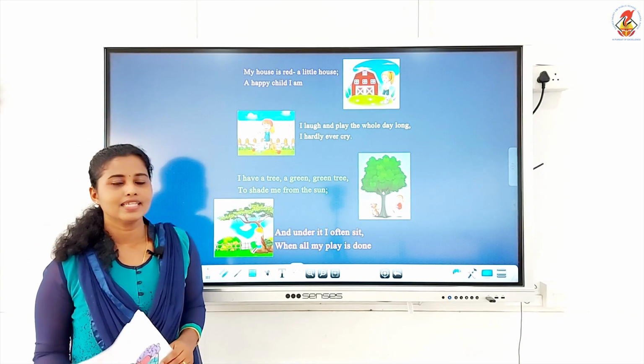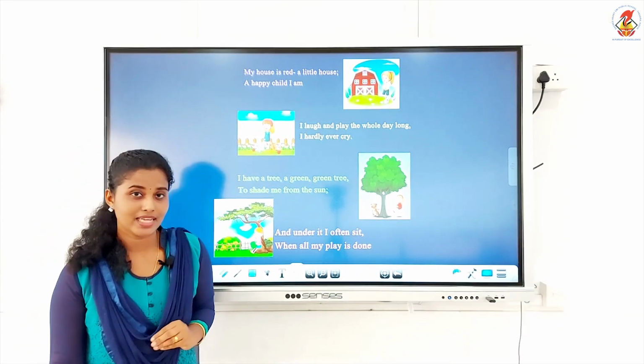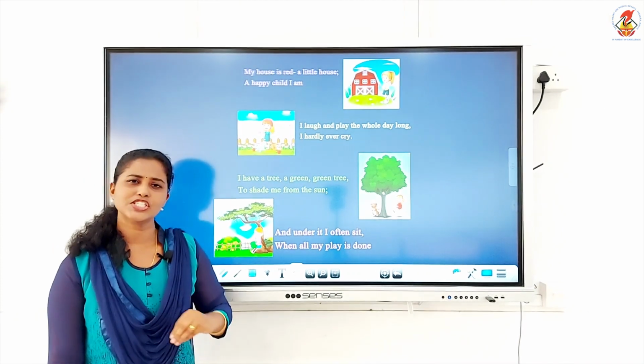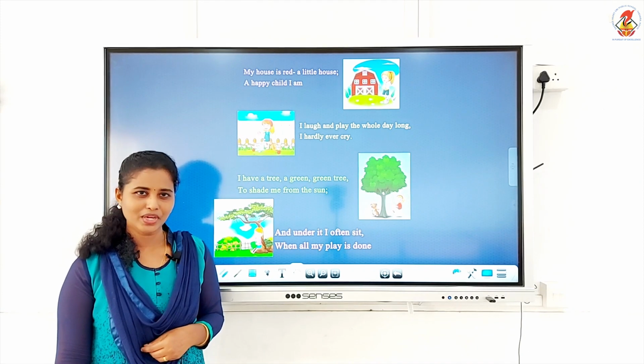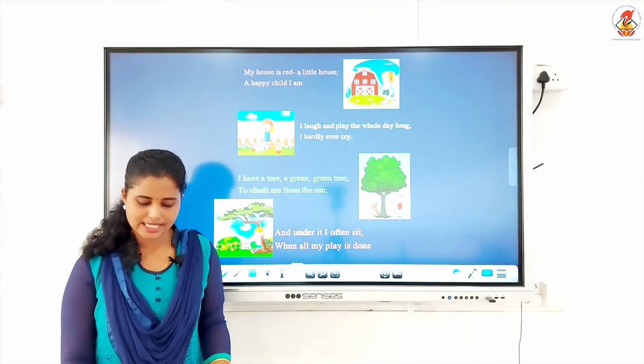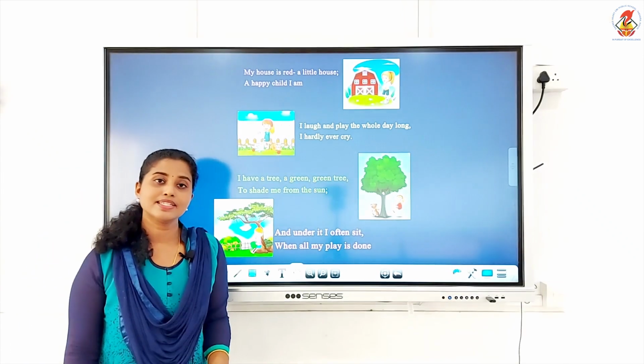The poem is telling that the child is living in a little red house, and she always remains happy. And then she told that she always laughs and plays for the whole day, and she never cries for silly things. And then she said she has a tree near a house, and it provides her shade from the heat and light of the sun. And finally she is telling that after she finishes her play, she sits under the tree and takes rest. Okay, so this is what the poem is about. It's very simple. Now I will recite the poem for you.